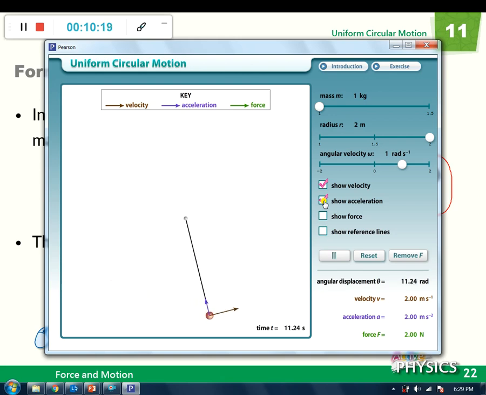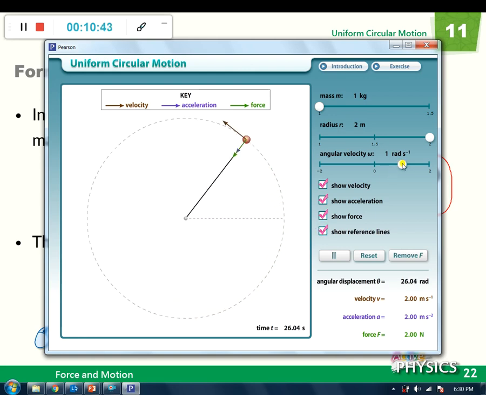Once again, the acceleration and the velocity make an angle. This angle is 90 degrees. It means that they are independent. They will not affect each other. And we know that a times m should be the net force. The net force should be pointing towards the center. Okay? Like that.